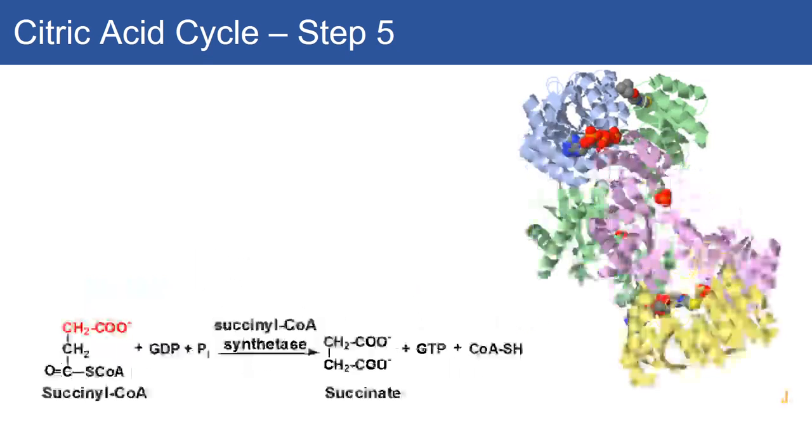This is step 5. The 2 acetyl groups of succinate are now equivalent, and we are now going to take succinyl-CoA through succinyl-CoA synthetase, the enzyme, to make succinate and CoA. And we get a molecule of GTP. Often this counts as ATP, but regardless.